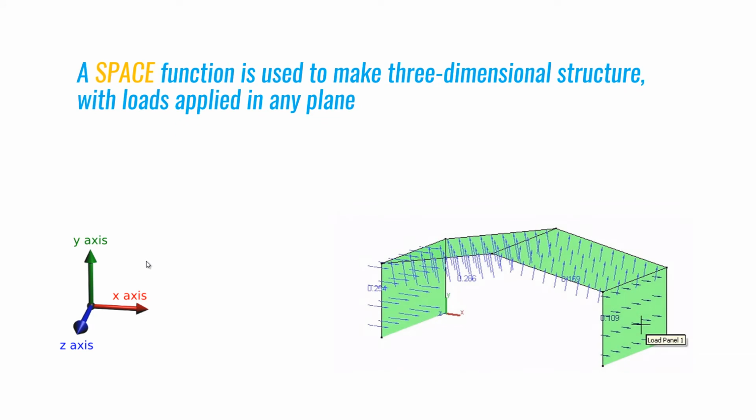A space function is used to make three-dimensional structure with loads applied in any plane. You already know Staad.Pro has a global axis. Look at this axis, X, Y, and Z. Space function means you can create any structure and you can give loads in any plane.